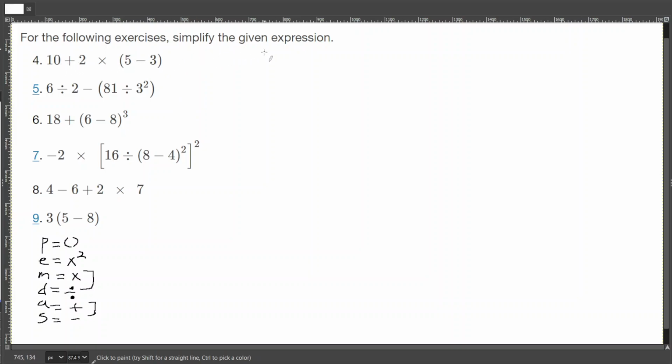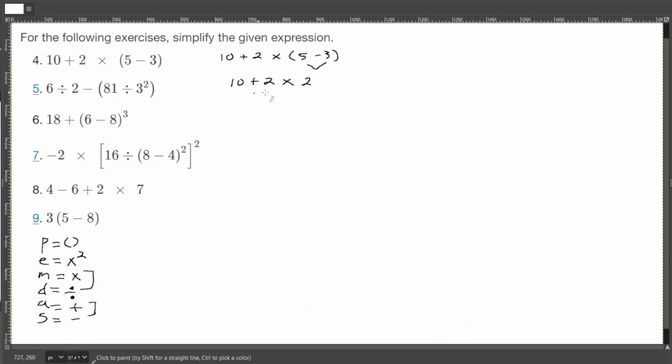So this first one, I'm hoping I'm going to have enough room to do all these. We have 10 plus 2 times (5 minus 3). We have to start with the parentheses, right? That's the first step in the order of operations. So 5 minus 3 is 2. So we have 10 plus 2 times 2.